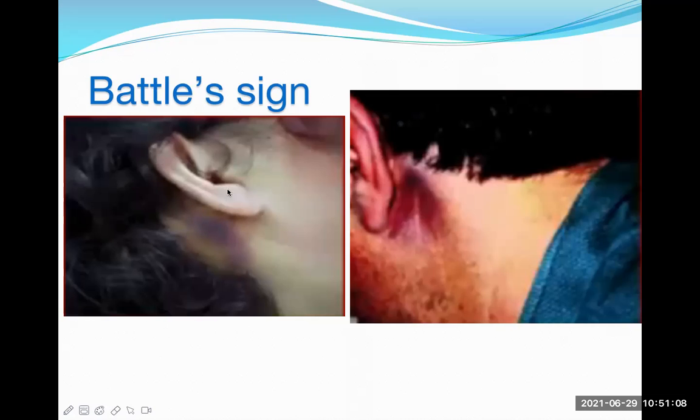See, this is the pinna, and this bit of prominent bone is called the mastoid process or mastoid bone. This is an ecchymosis of the mastoid bone. This is known as Battle sign. And in many textbooks, it is written that this is a feature of middle cranial fossa bleeding.